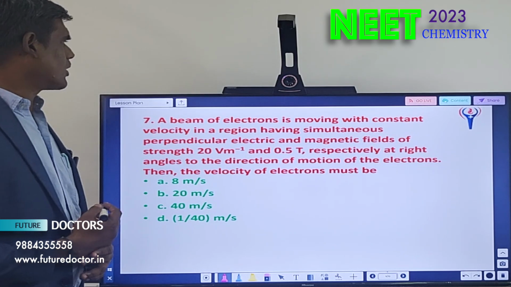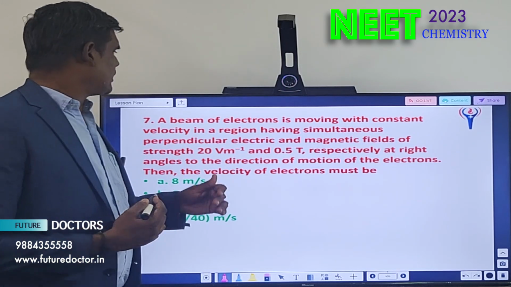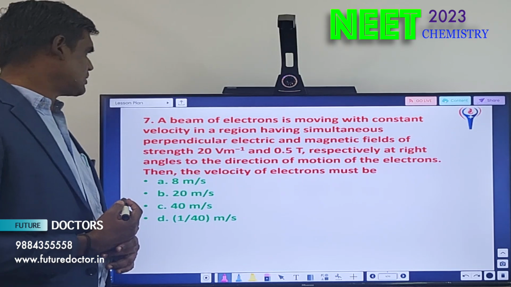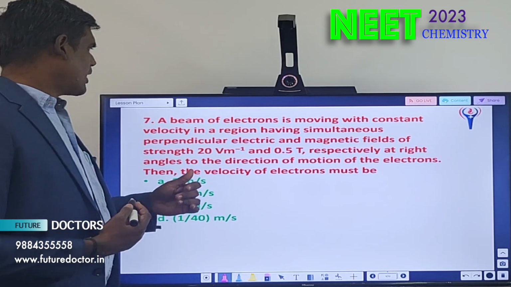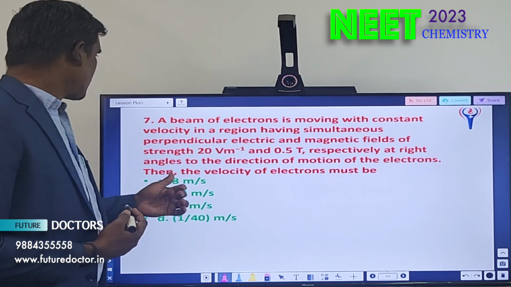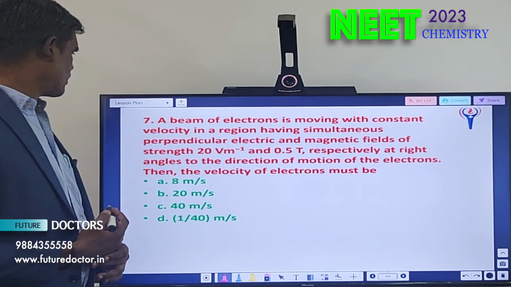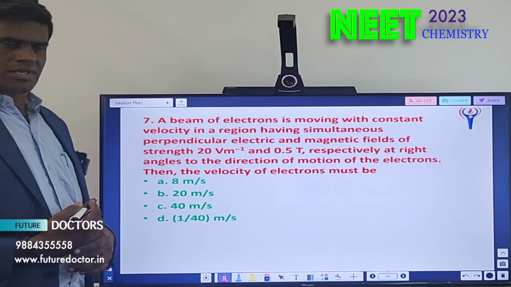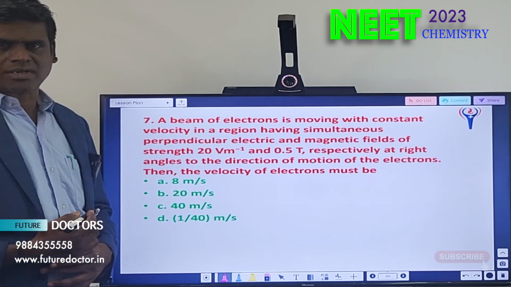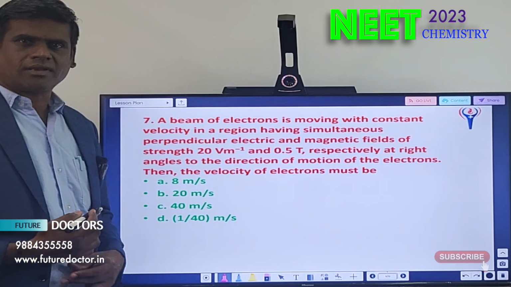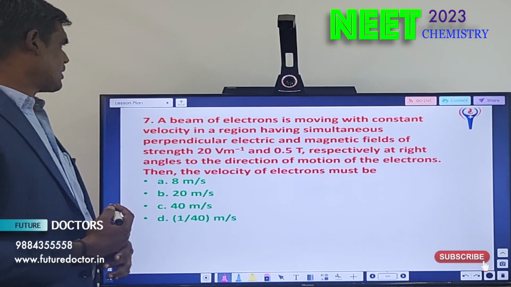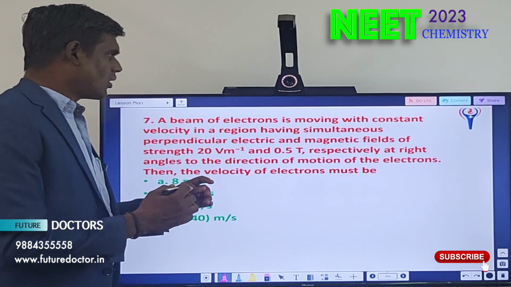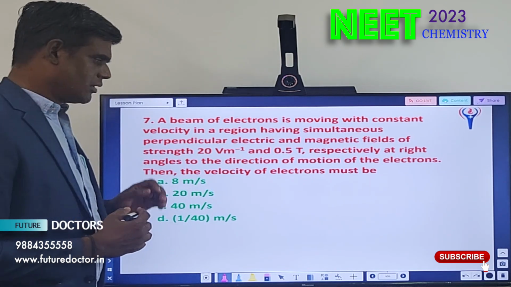A beam of electrons is moving with constant velocity in a region having simultaneous perpendicular electric and magnetic fields of strength 20 volt per meter and 0.5 Tesla, at right angles to the direction of motion of the electron. Then the velocity of the electrons must be dash. A, 8 meter per second. B, 20 meter per second. C, 40 meter per second. D, 1/40 meter per second. Here you should know the relationship between velocity and field strength, and by knowing the value, you are able to find the solution for this question.